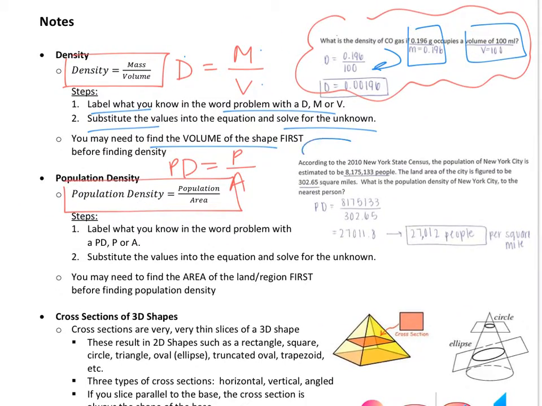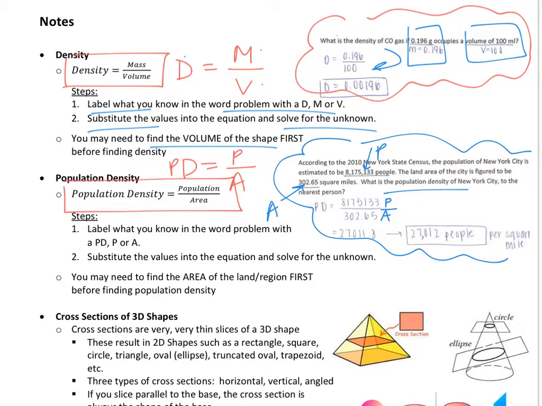It tells us that the New York State Census in 2010 told us that the population of New York City is 8,175,133 people. The land area of the city is figured to be 302.65 square miles. So they give us the population and they give us the area. So we're asked what is the population density. That means simply put the population over the area and divide. It ends up telling us that we have 27,012 people per square mile.